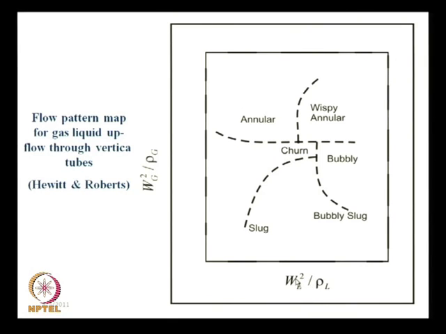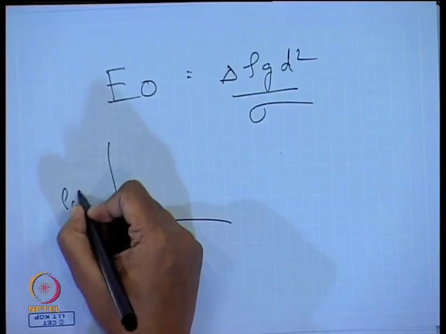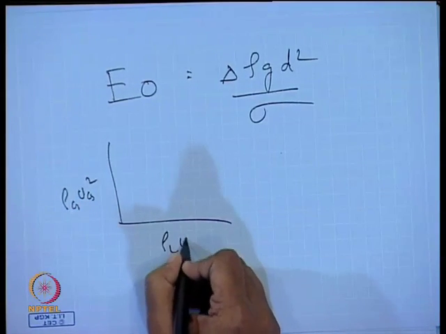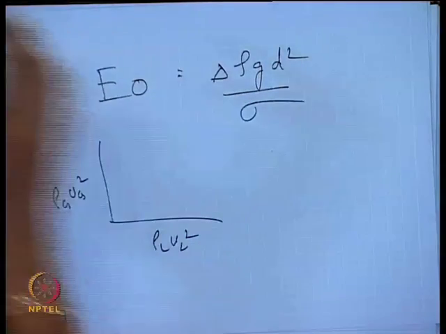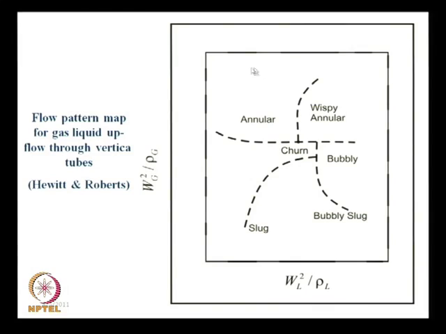If you transform it, it becomes W L squared by L. So, here you have rho g U g squared and here you have rho L U L squared. And there you can very well understand that when your gas momentum flux is high and liquid momentum flux is low, you have annular. When your liquid momentum flux is high and gas momentum is low, you have bubbly, and in that way the entire region has been divided into different regions where different flow patterns exist.